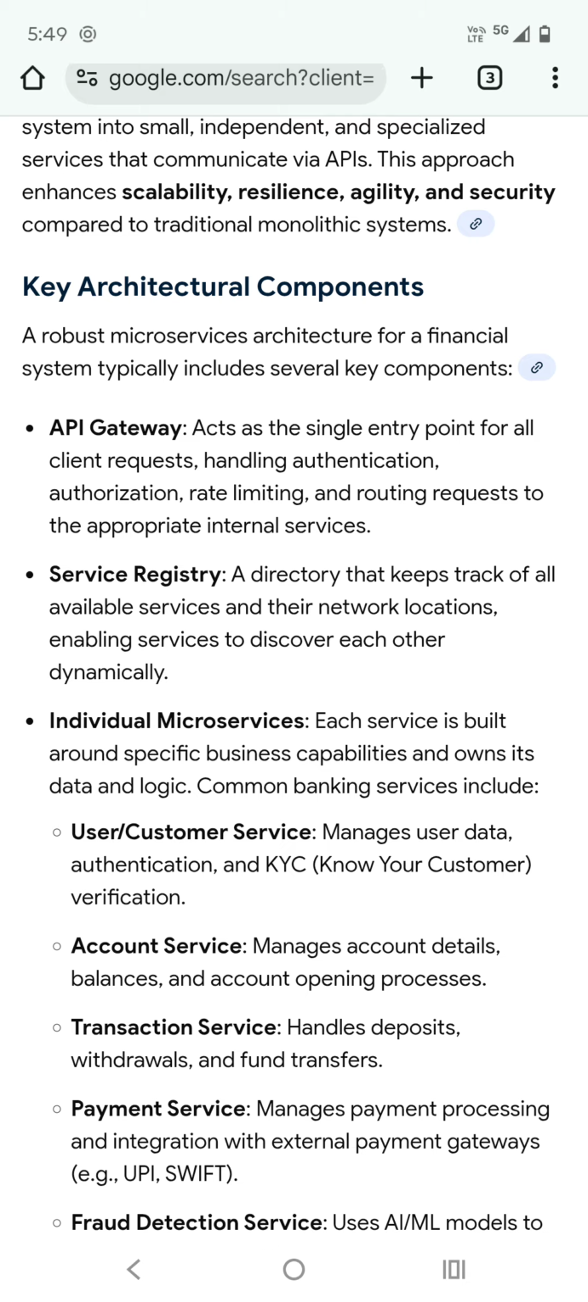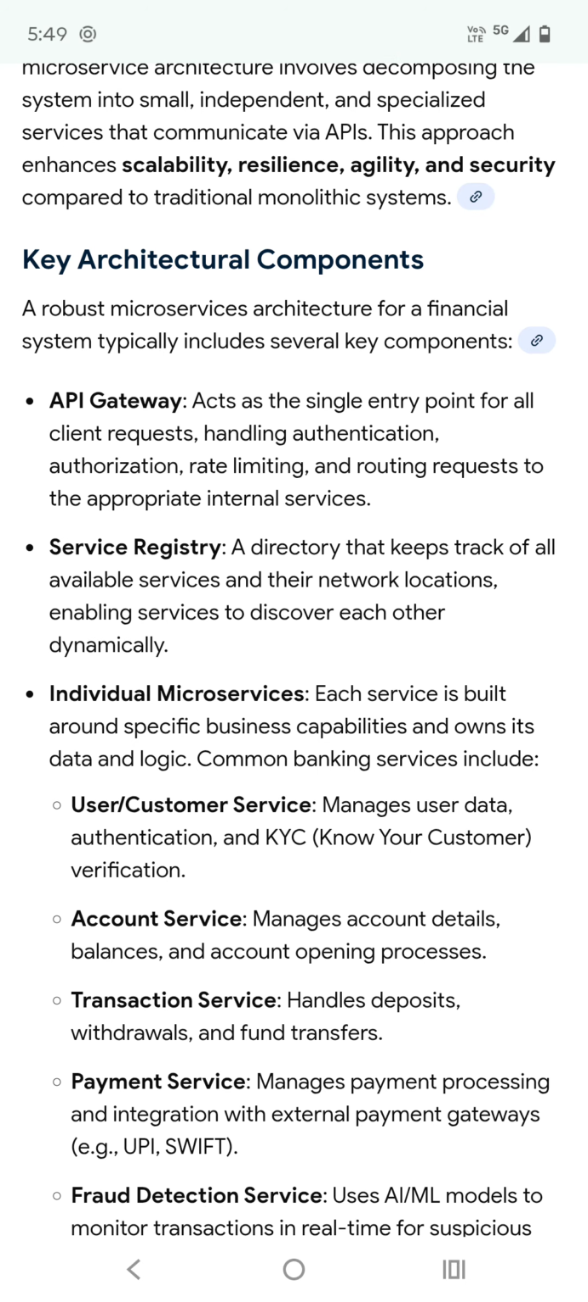So that way we need a service registry where all the services register their details. It is a directory kind of thing. It keeps track of all the services.